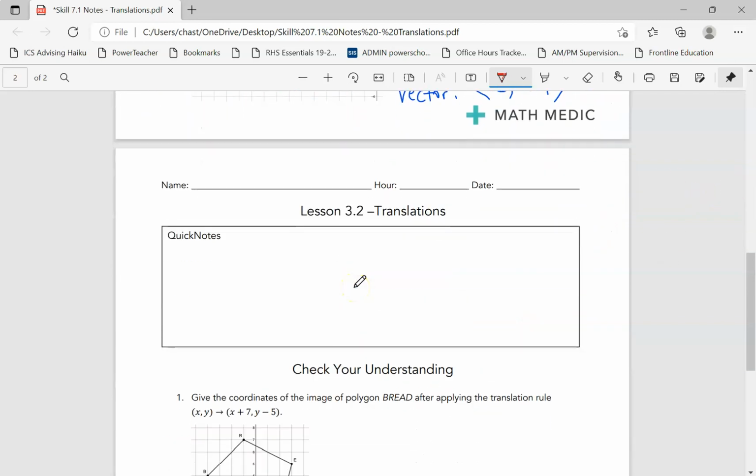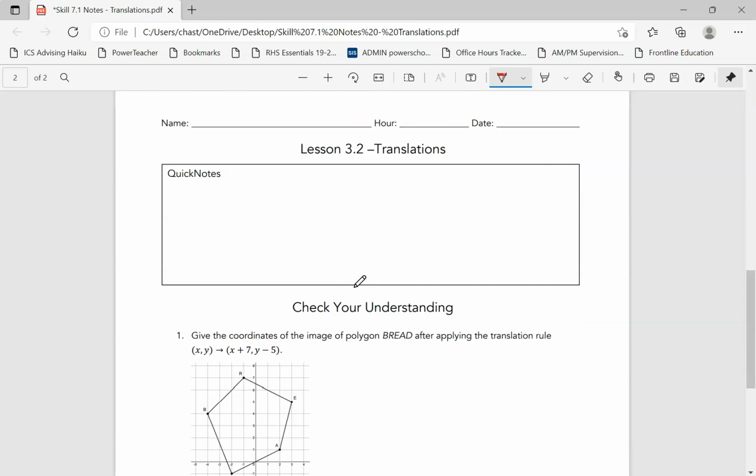All right, so some key ideas. First thing that you need to know is that translations preserve lengths and angles.